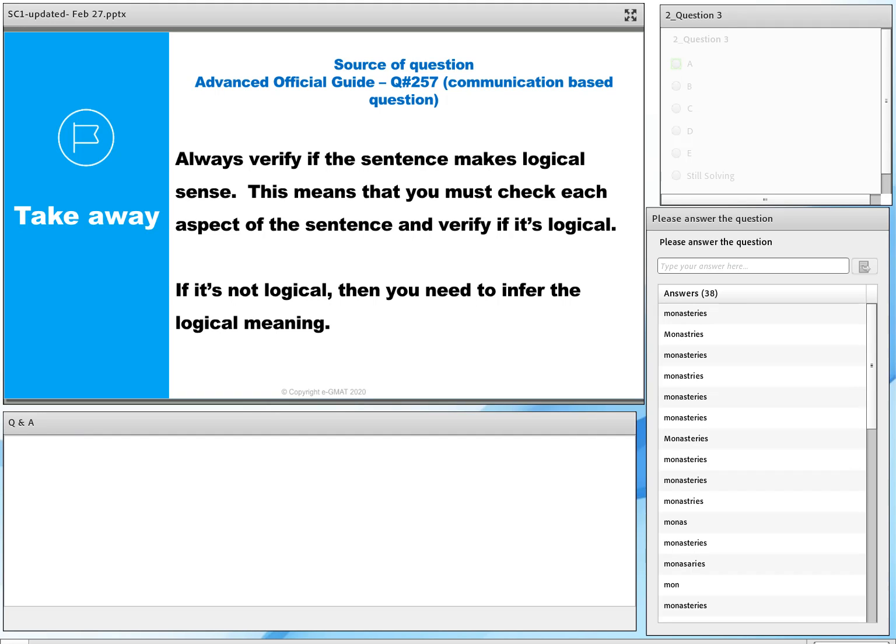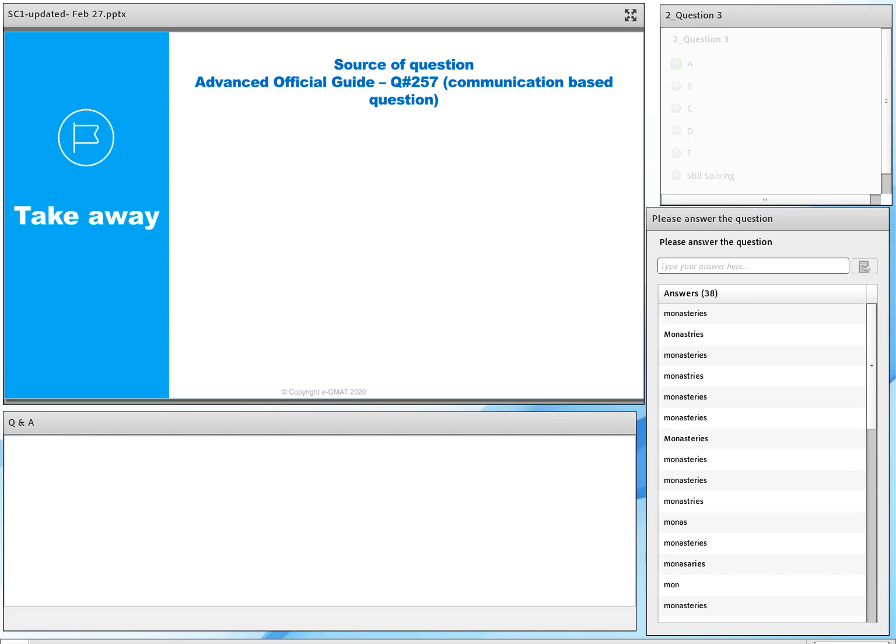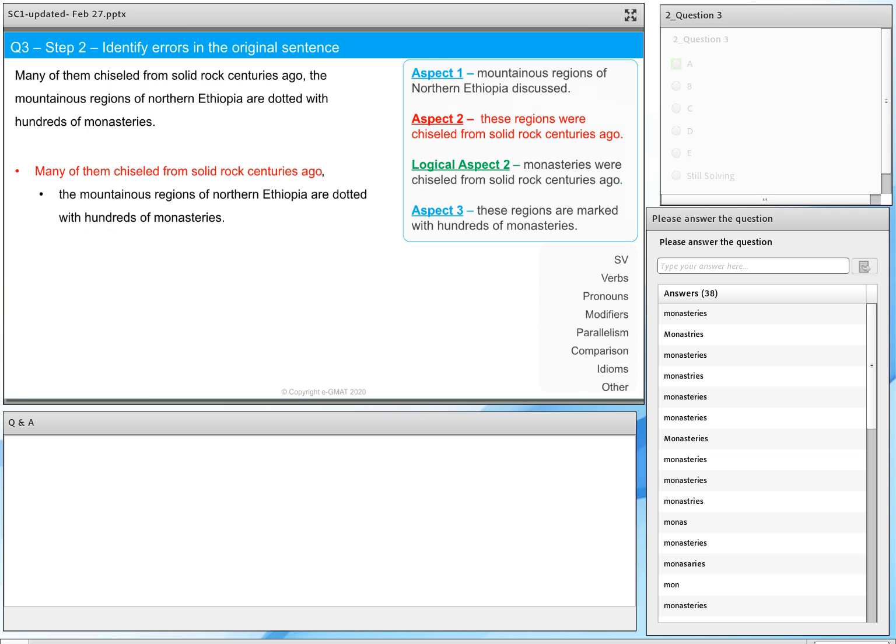Okay, so now that we have also inferred our meaning, right? By the way, just for your information, it is an official question from the Advanced Official Guide. It's a communication-based question. Why do they call it a communication-based question? Because the way the original sentence is written, it does not have any grammatical error. There is no grammatical error in this sentence. But the way the sentence is written, it certainly does not present the logic. It's illogical the way it is written.